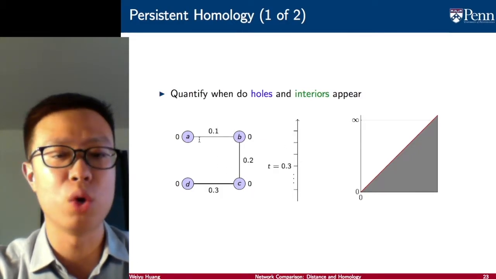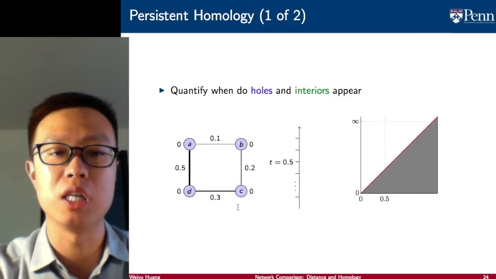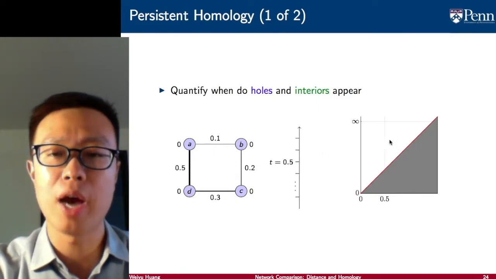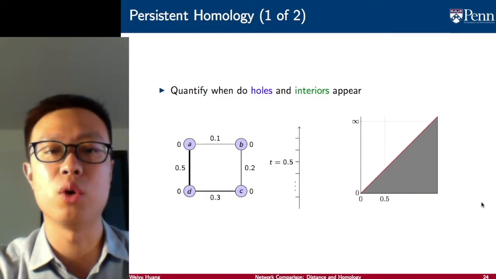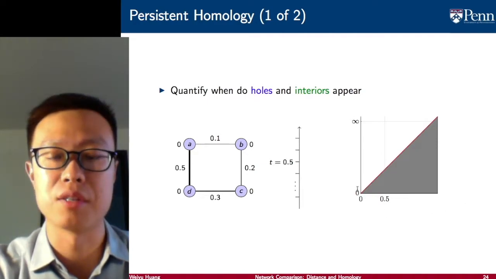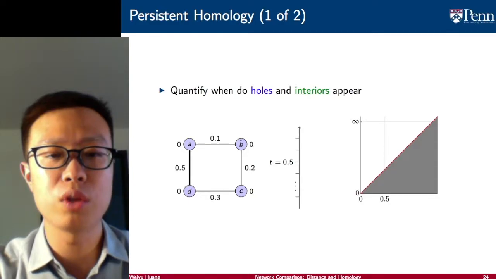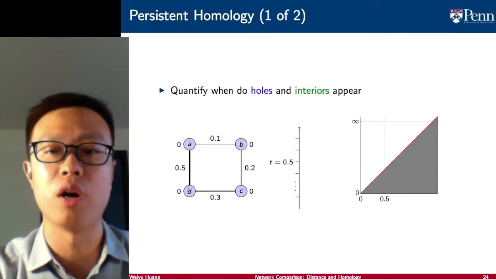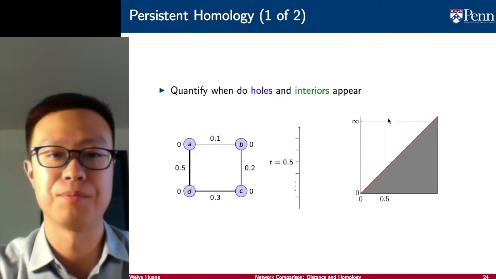Still the same, no holes at time t equals 0.3. At time t equals 0.5, we have one hole formed by AB, BC, CD, and DA. On the right, we have a persistent diagram. The horizontal axis denotes the birth time of a homological feature, and the vertical axis denotes the death time of a homological feature. Because we know there's one homological feature born at 0.5, we represent this as a dashed line.